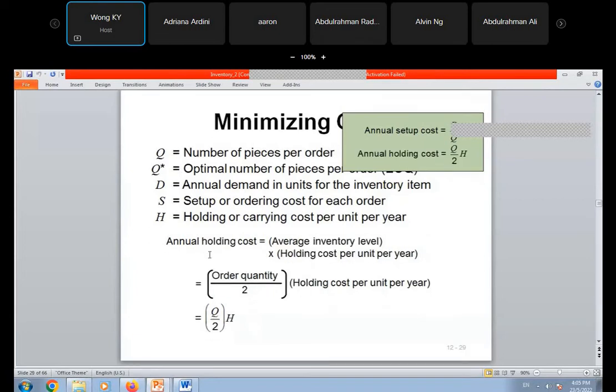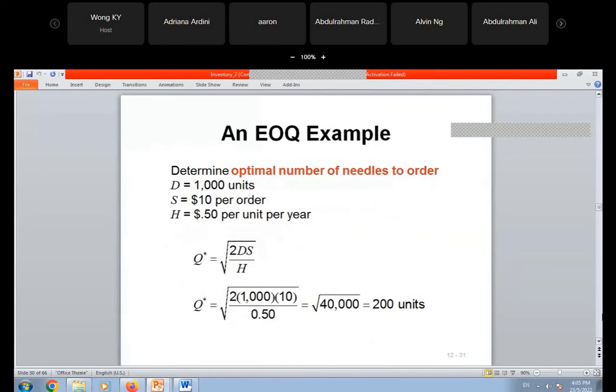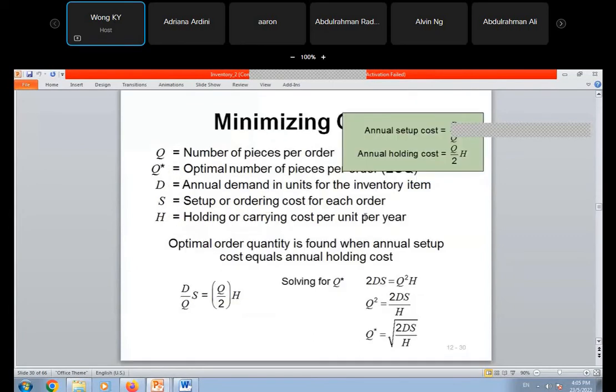I've also explained how to calculate the annual holding cost. It's just the average inventory level times the holding cost, so Q divided by 2 times H. And to find the optimum order quantity, I already said it happens when the setup cost equals the holding cost.